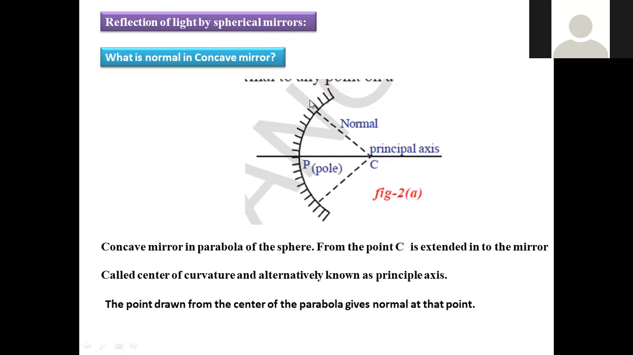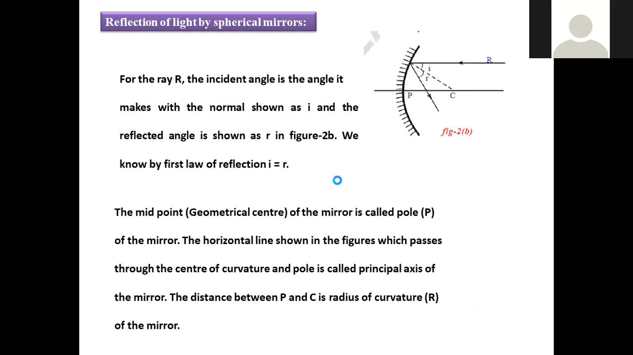These dotted lines are indicated as the normals at this point. Here the parabola is assumed to be a part of a sphere, and C is the point through which the principal axis passes. P, the point at which the axis intersects the mirror, is called the pole.